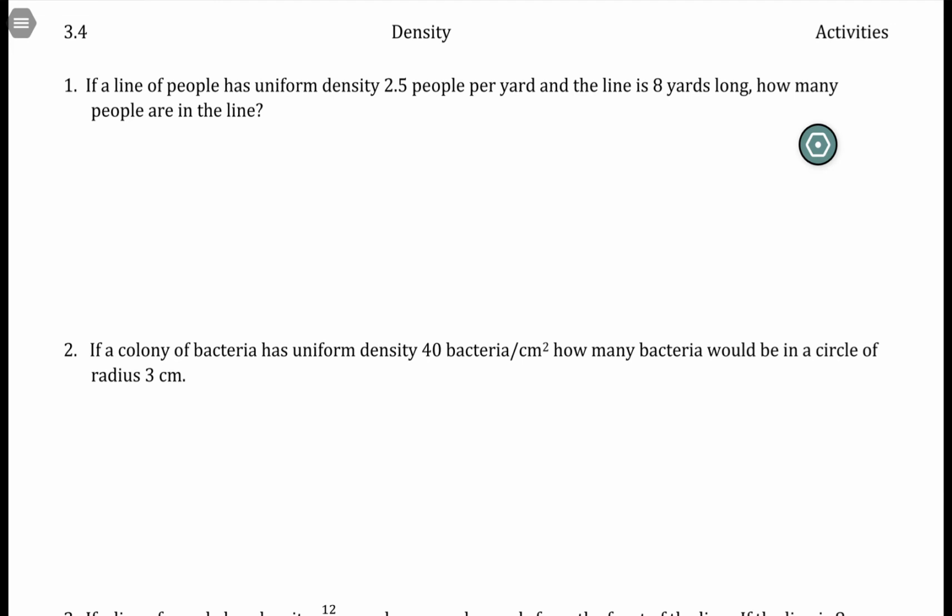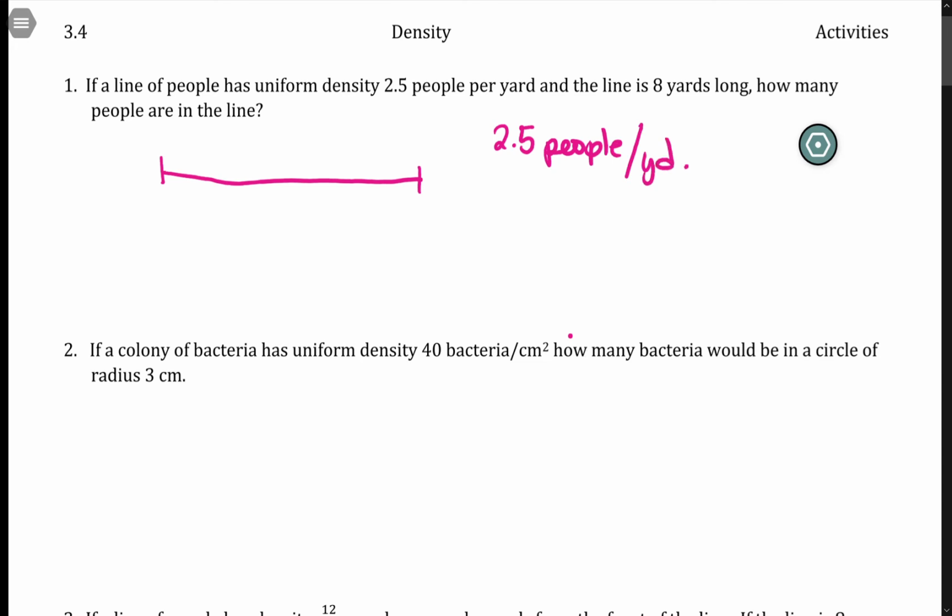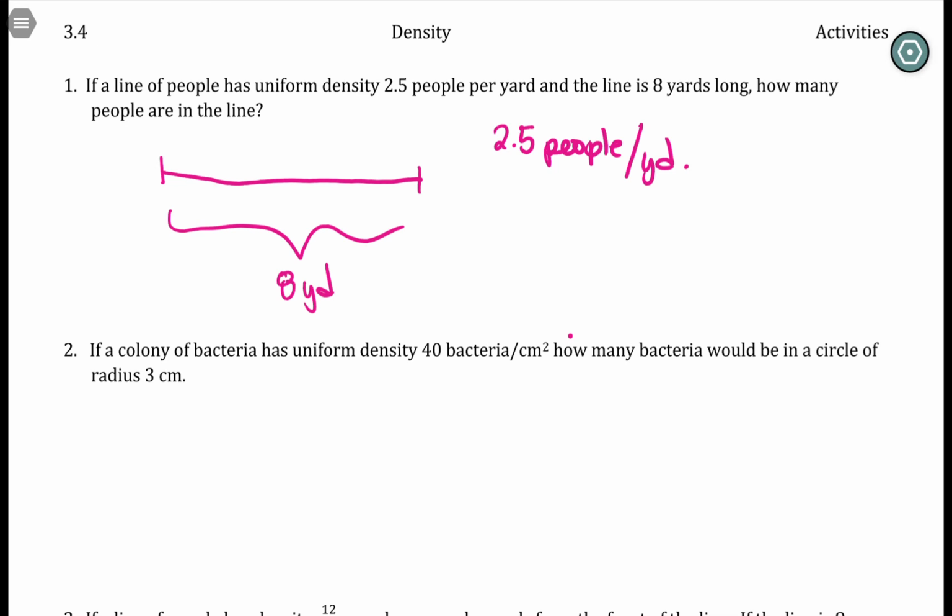So as an example, let's say we have a line of people, uniform density. We know there are 2.5 people per yard. You can see the densities are kind of written as rates almost, right? We know how many people there are per yard. We know that the line is 8 yards long. We want to know how many people are in the line. So we can use units to help guide us here. If we have people per yard and we just want number of people, we better multiply by yards.